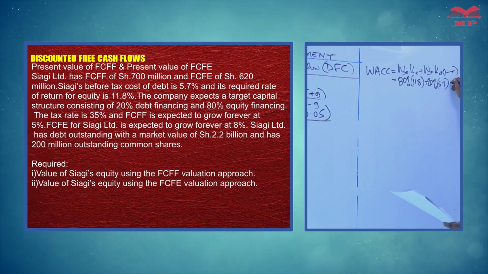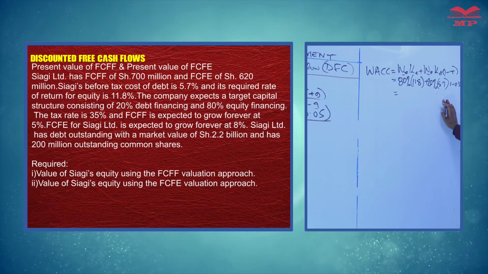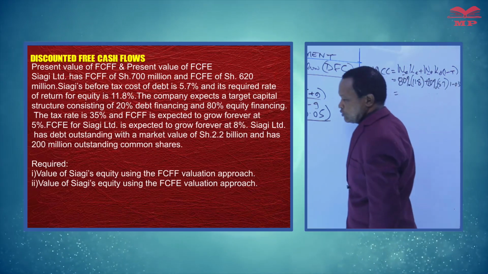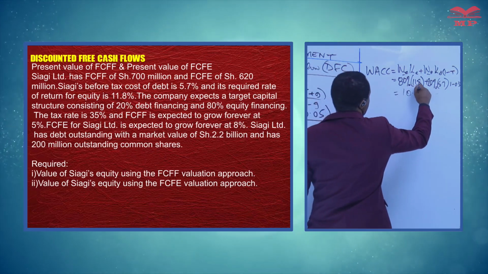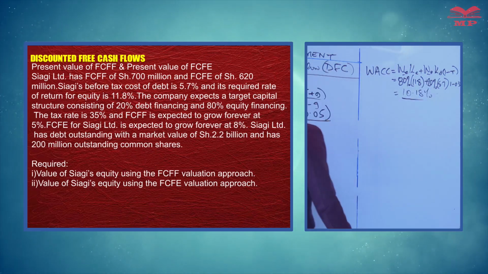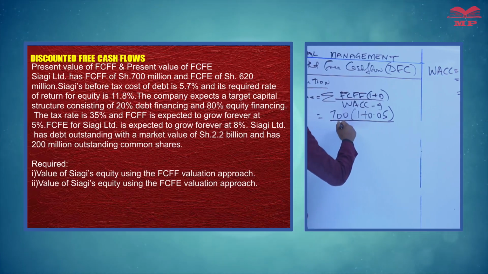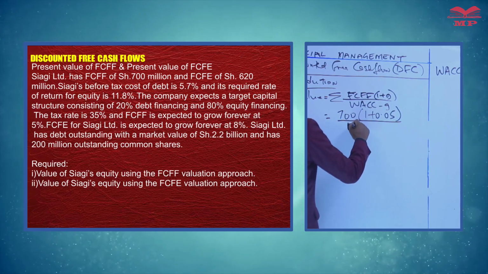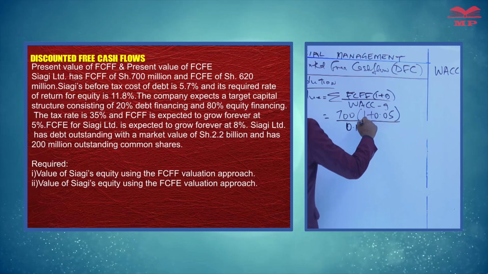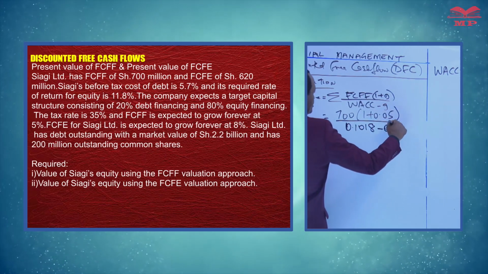So this will be 1, we multiply 1 minus 0.35. Give me the WACC. This is how to calculate the weighted average cost of capital. What is the WACC? 10.18%. Please confirm. So if the WACC is 10.18, then we have 10.18 converted into decimal, 0.1018, minus g, 0.05.